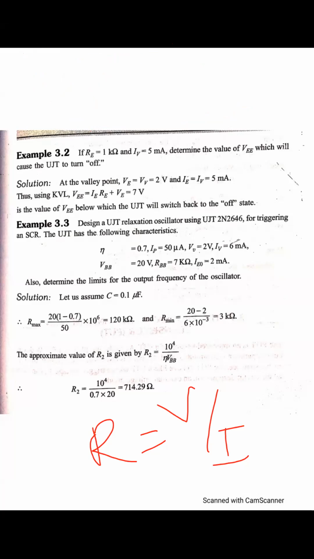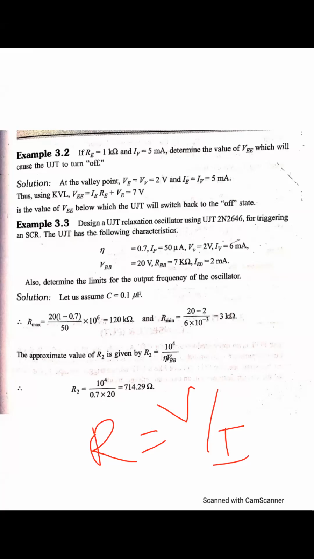Then R max is equal to VBB into 1 minus eta, that is 0.7, divided by the peak current IP of 50 microamperes. That is R max, the maximum resistance I am calculating at the peak values. VBB into 1 minus the intrinsic standoff ratio, divided by IP, which is given as 50 microamperes.